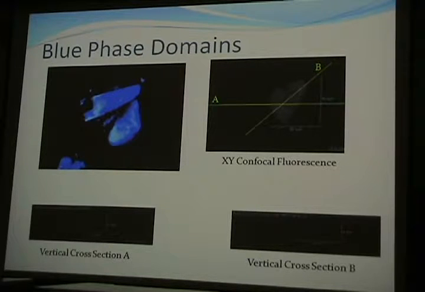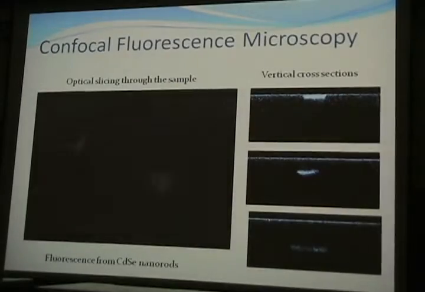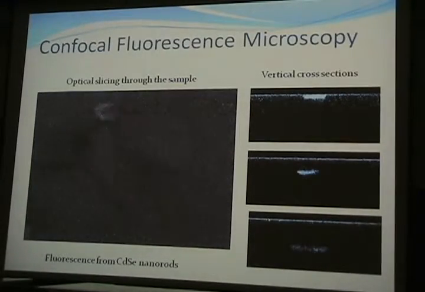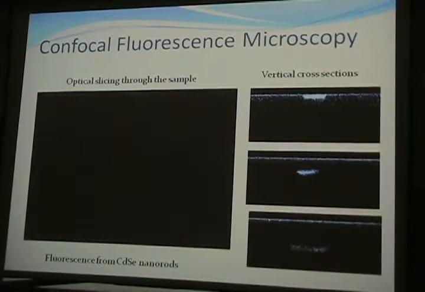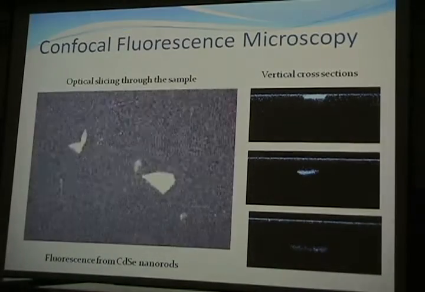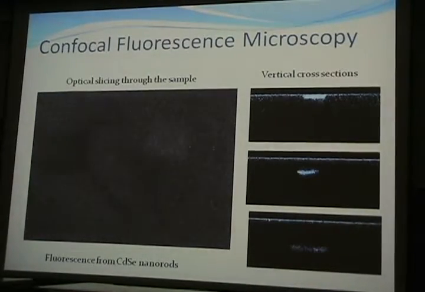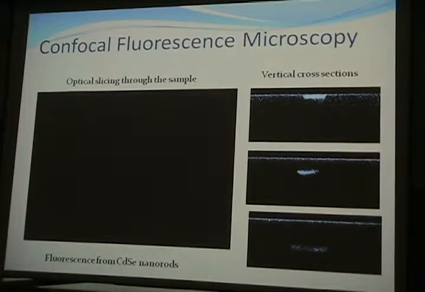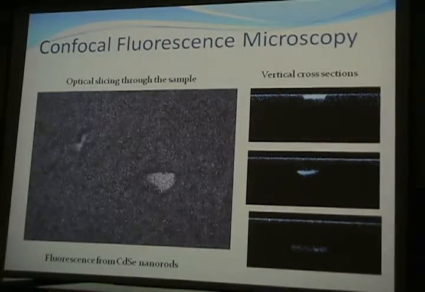So I wanted to show some more images. This will be clear. I know it will. It's a video of me going through my sample, doing optical slicing through my sample. And as I go through my sample, what I see is these fluorescent domains of these nanoparticles in the blue phase at different depths in my sample.